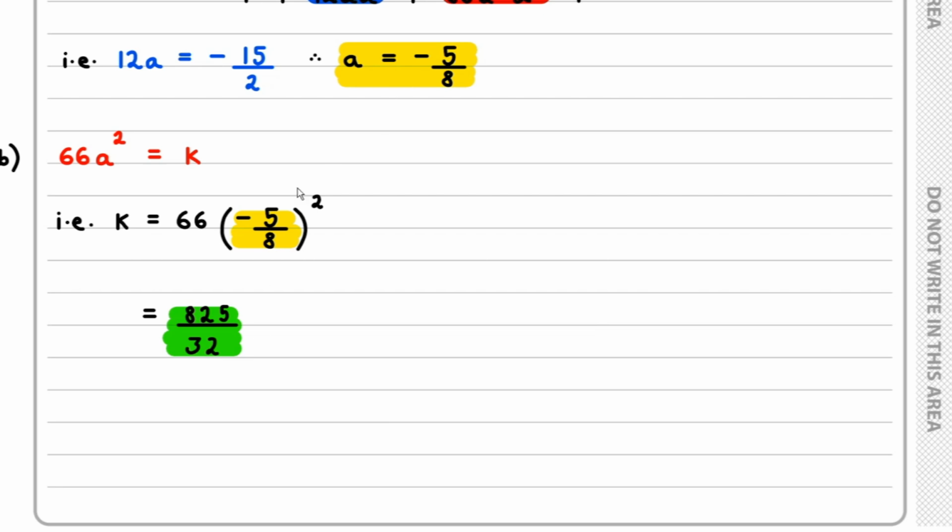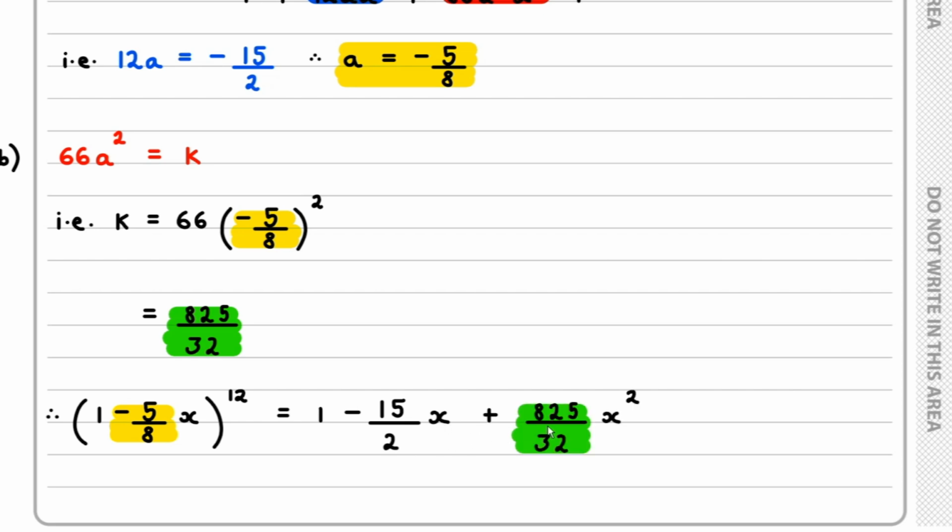We know what a is, we know what k is. We can therefore state that 1 subtract 5 over 8x to the power of 12, which is the same as 1 plus ax to the power of 12, will equal 1 subtract 15 over 2x plus 825 over 32 x squared plus higher order terms.